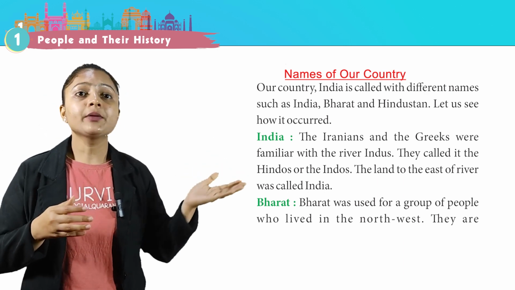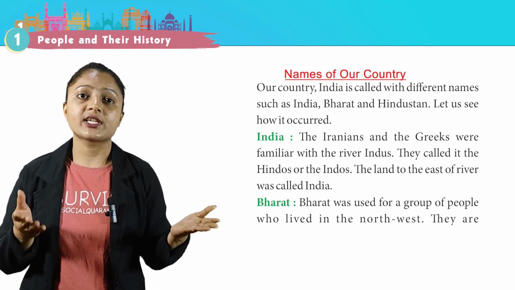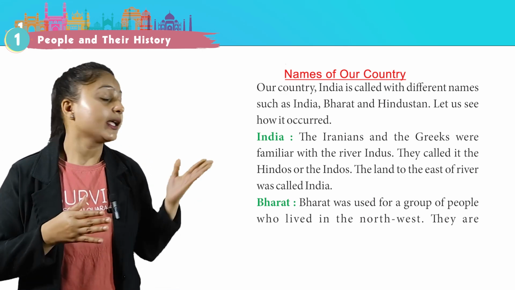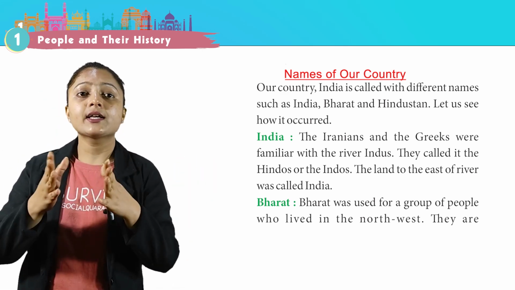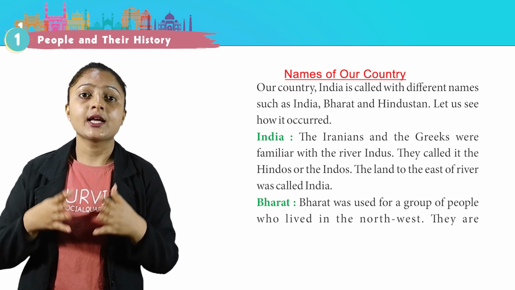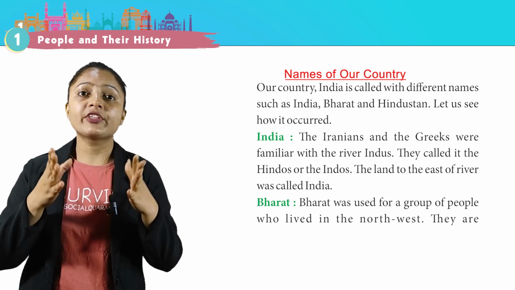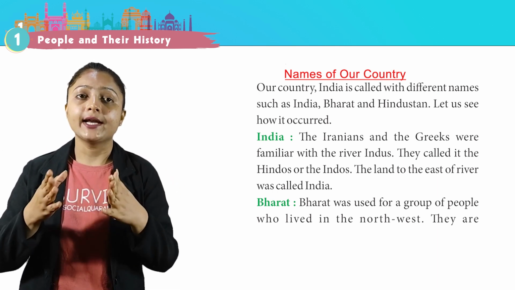Names of our country. India is called by different names such as India, Bharat and Hindustan. Let us see how it occurred. India: the Iranians and the Greeks were familiar with river Indus. They called it the Hindos or Indos. The land to the east of the river was called India.